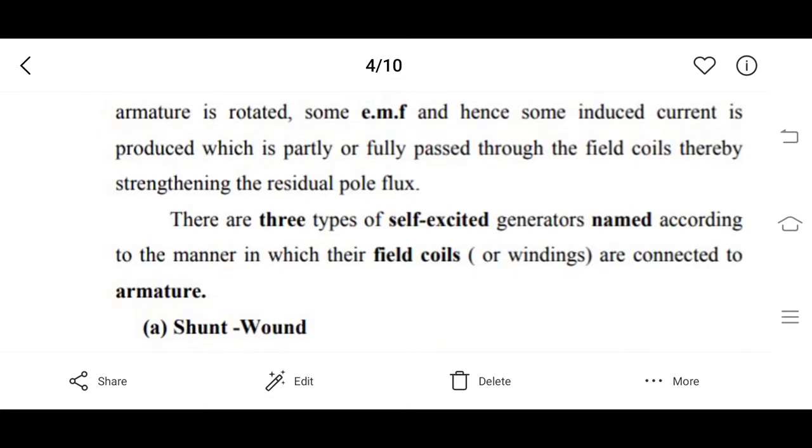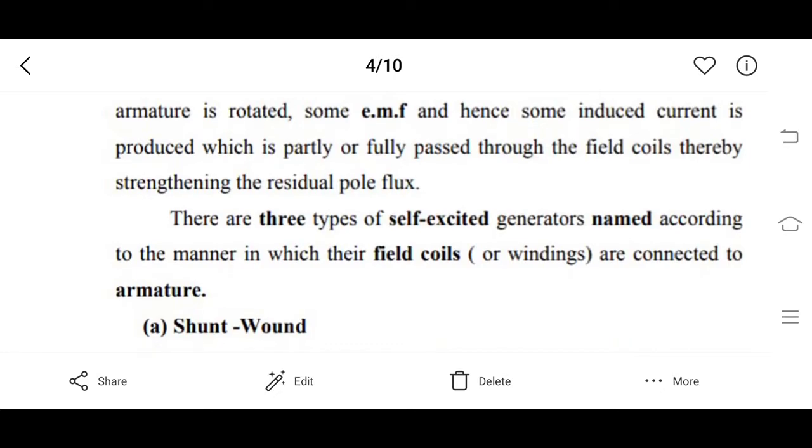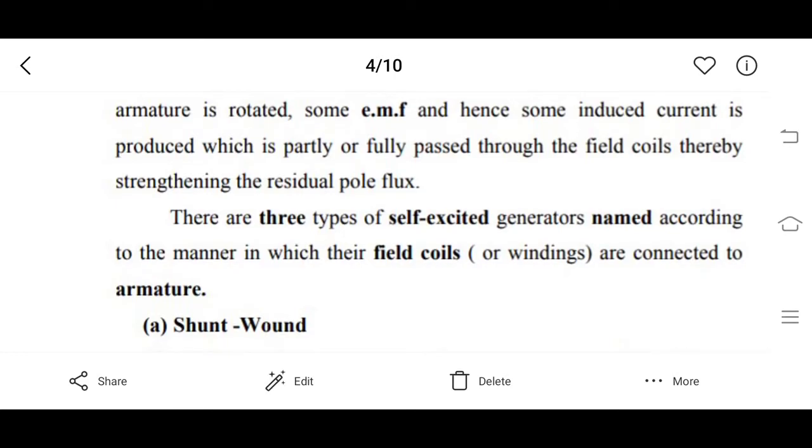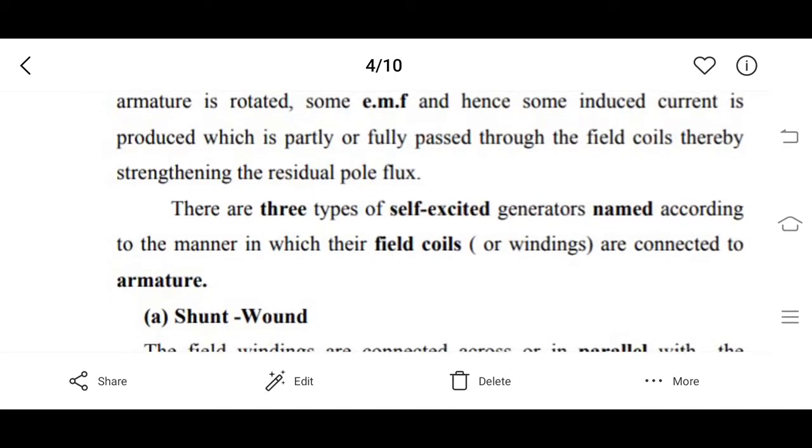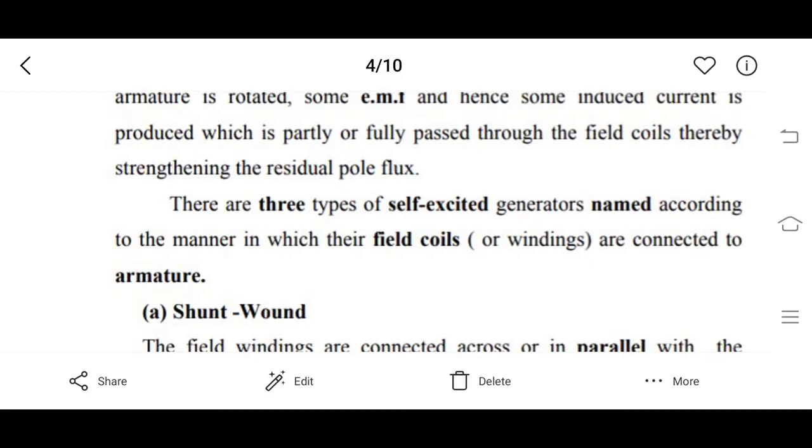So the generated voltage supplies power. A DC generator generates a voltage in the armature winding and it supplies power from the armature to the field winding. So self-excited means the generator itself excites itself, giving supply for excitation. The generator itself gives the supply voltage for the field excitation.